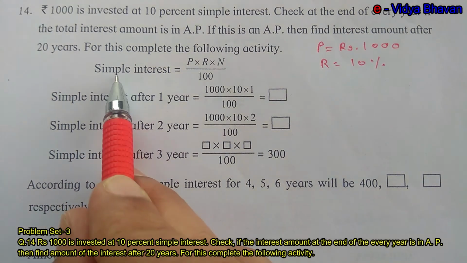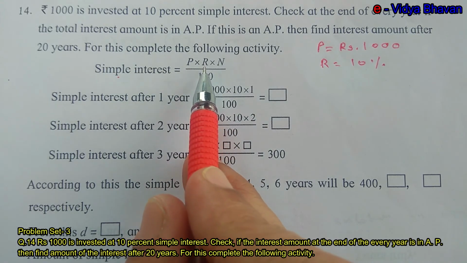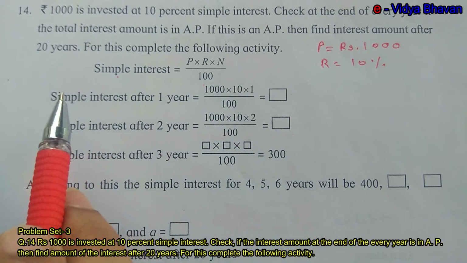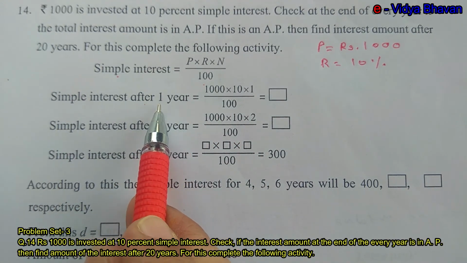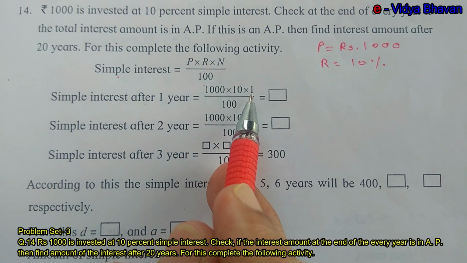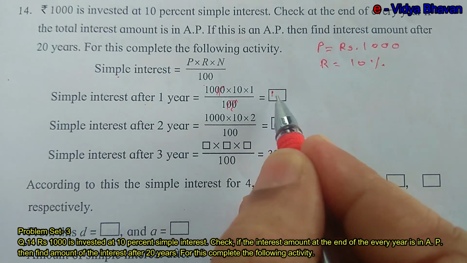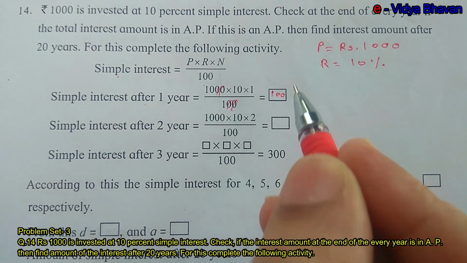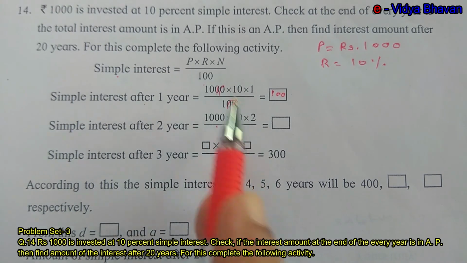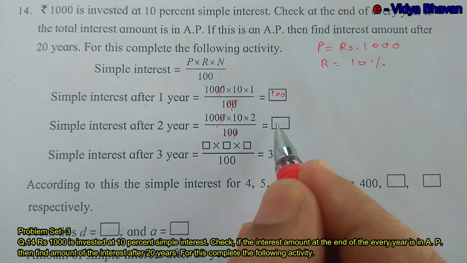So we have a formula, simple interest equal to PNR upon 100, where P is the principal, R is the rate, N is the number of years. And this is a formula we have already done in the lower class. Simple interest after 1 year. So here N will be 1. P we have taken 1000, R we have taken 10, and N is 1. If we cancel, we are getting here 100. Simple interest after 2 years. So P will be 1000, R will be 10, and N will become 2. So after calculation, we have 200.